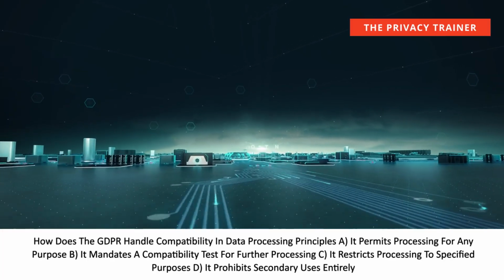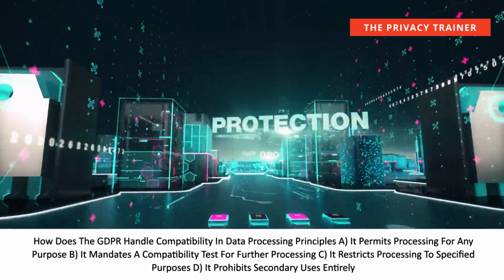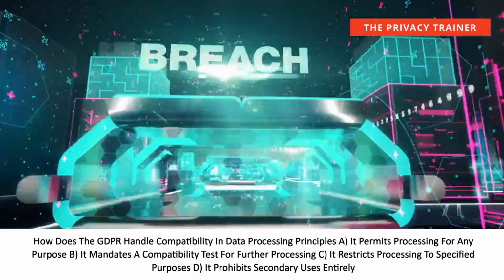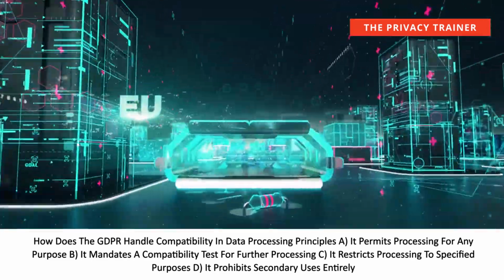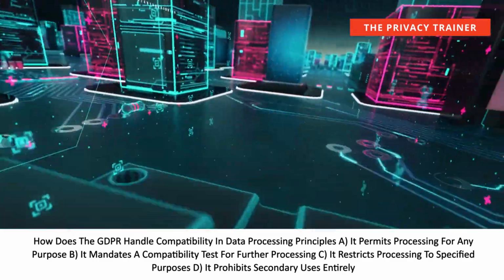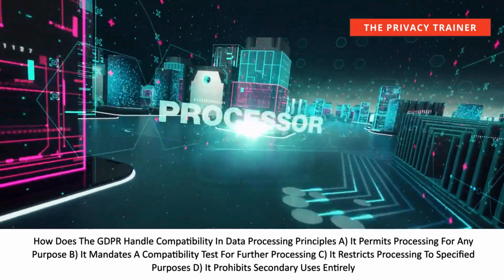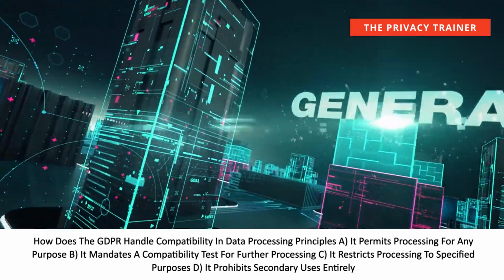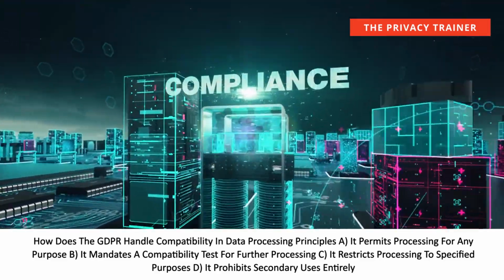How does the GDPR handle compatibility and data processing principles? A. It permits processing for any purpose. B. It mandates a compatibility test for further processing. C. It restricts processing to specified purposes. D. It prohibits secondary uses entirely.